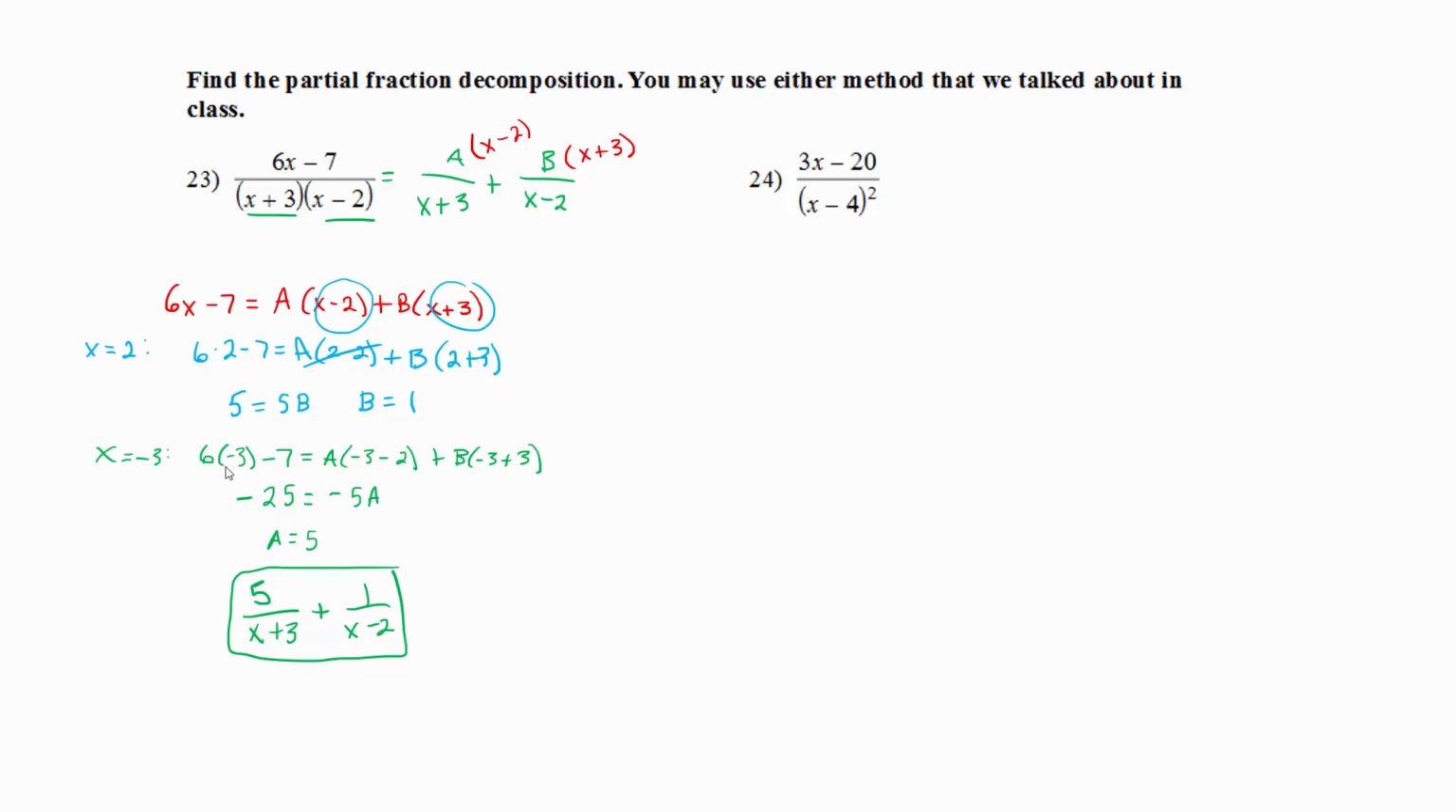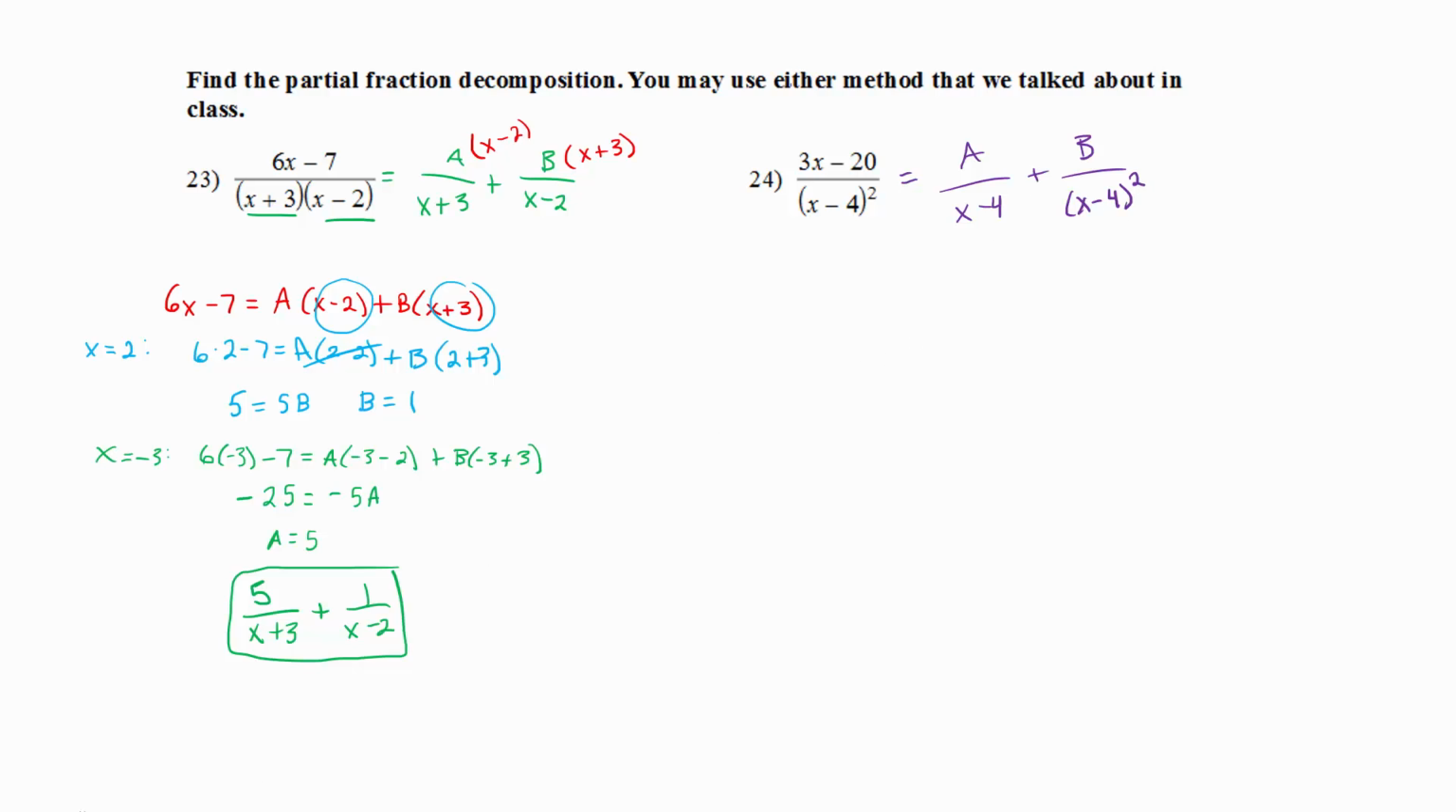We're going to do the same thing on 24. 24 works a little bit differently though, because this is x minus 4 squared, which means we need an x minus 4 and an x minus 4 squared. Both of them just need a single letter on top.